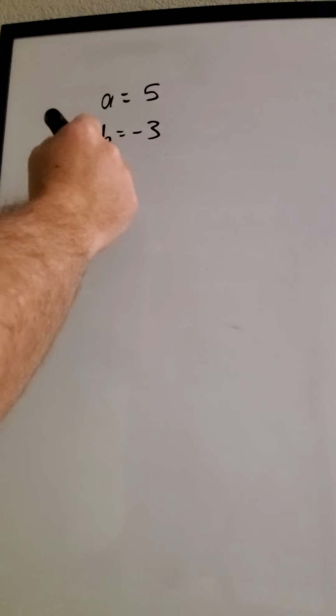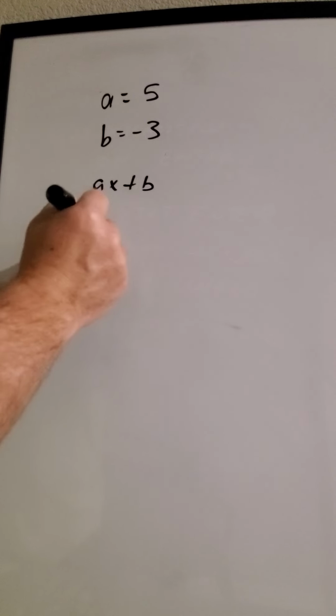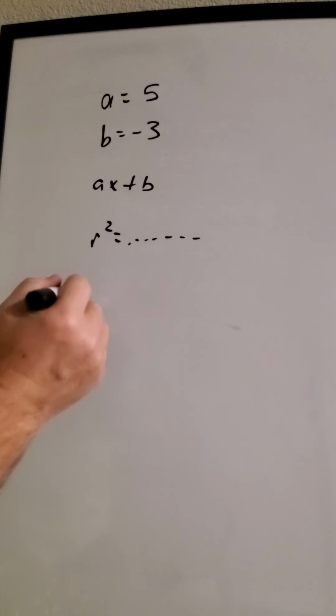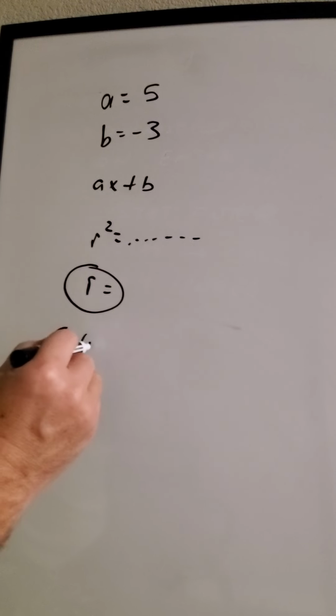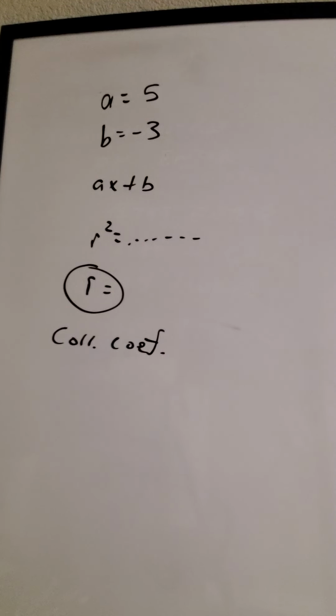After you hit enter 5 times, you're going to come to the screen that says A equals, I'm just going to make up numbers, 5. B equals -3 for AX plus B. This is how you would build the equation. This is all going to be written there. And then it's going to say R squared, and it's going to give you some point blah, blah, blah number. And then it's going to say R equals. This R is your correlation coefficient. That R at the bottom is your correlation coefficient.